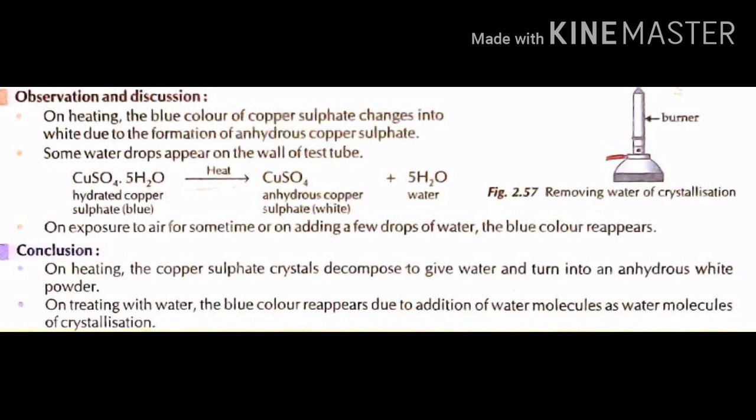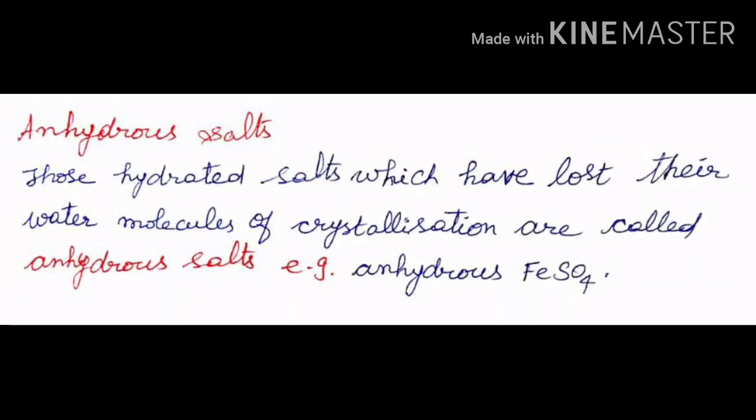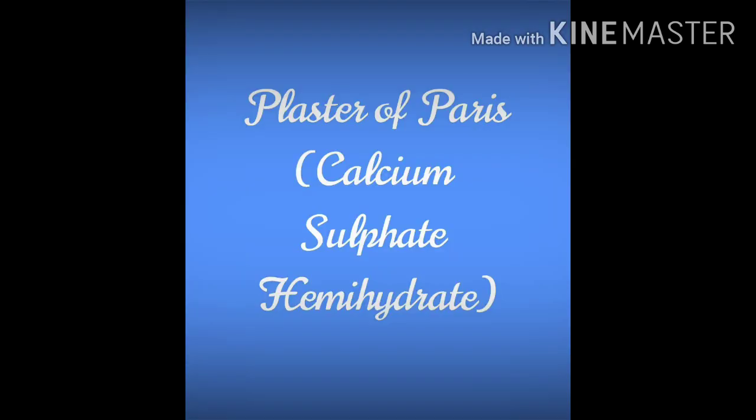blue color reappears. From that we conclude, on heating, the copper sulfate crystals decompose to give water and turn into an anhydrous white powder. On treating with water, the blue color reappears due to addition of water molecules as water molecules of crystallization. Anhydrous salts. Those hydrated salts which have lost their water molecules of crystallization are called anhydrous salts. Example: anhydrous FeSO4.